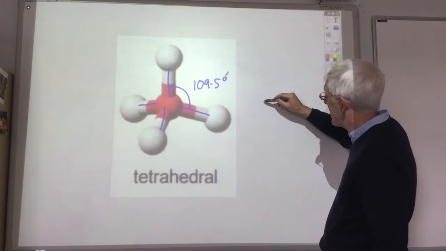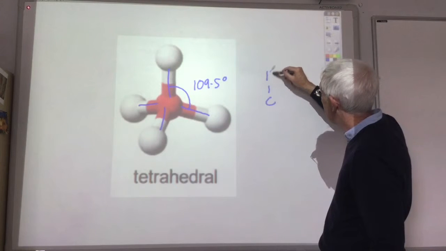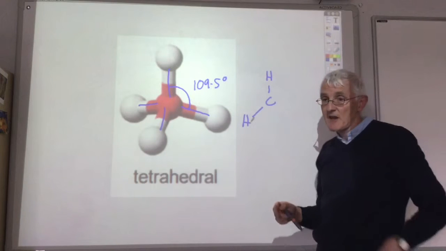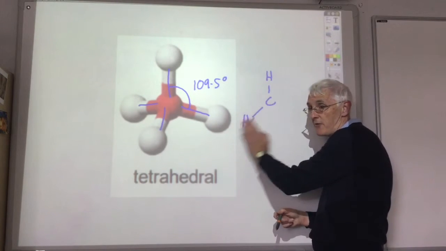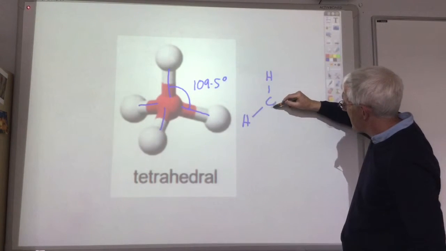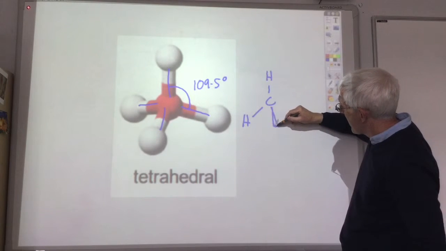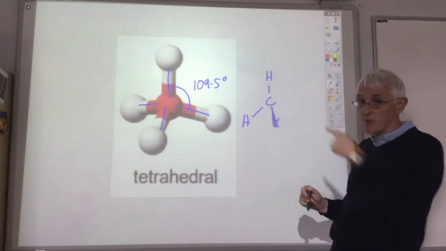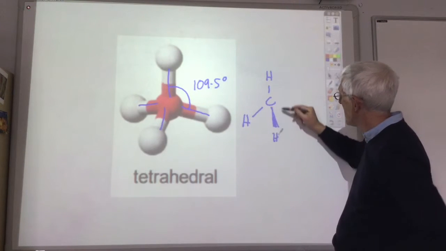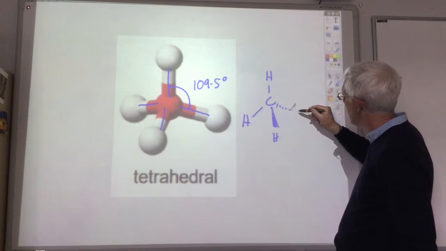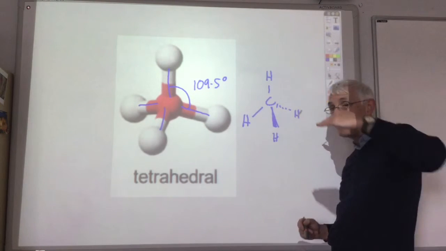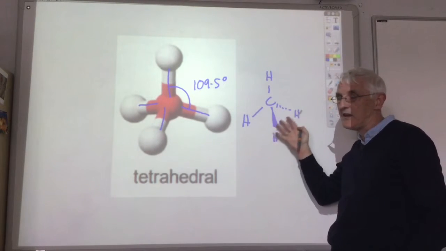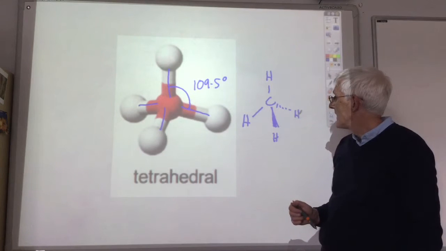Sometimes when we're drawing this, say if it was for methane, these 3 atoms are supposed to be in the plane of the board, and then this sort of triangle getting bigger and bigger represents a bond coming out of the board towards you, and the dashed line represents a hydrogen atom going behind the board. So very often we draw it in this 3D representation.